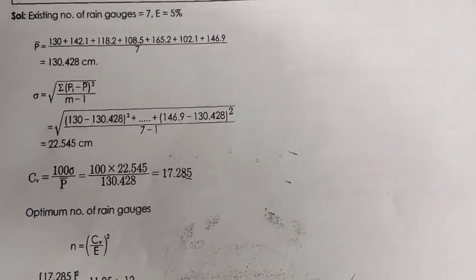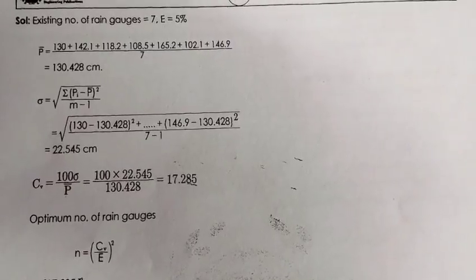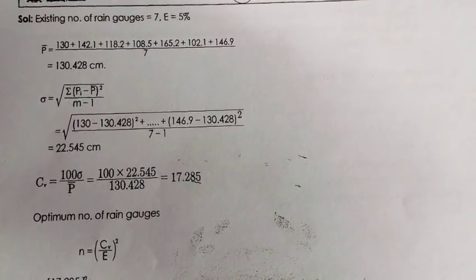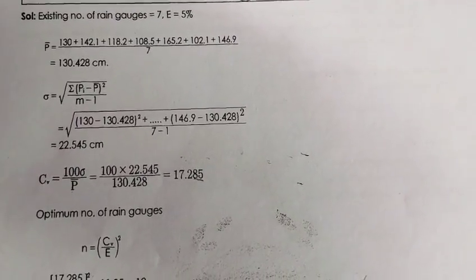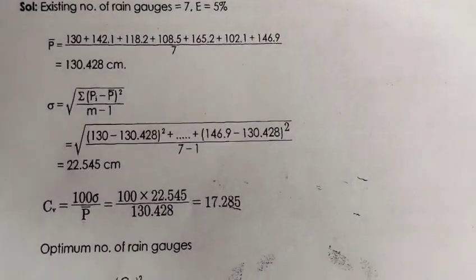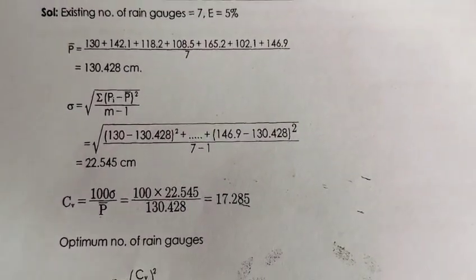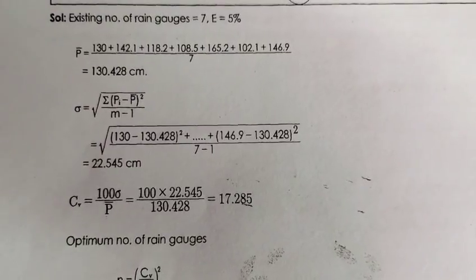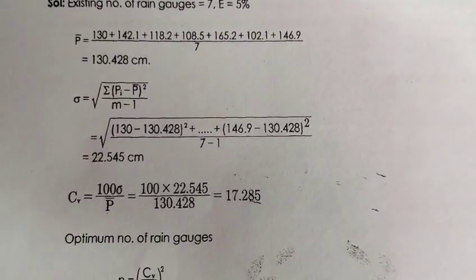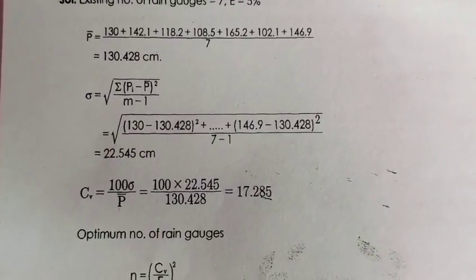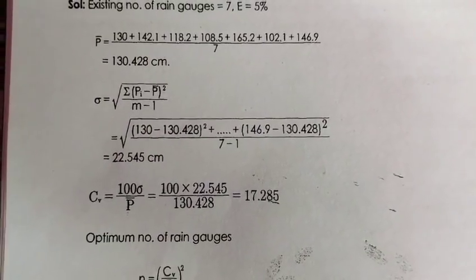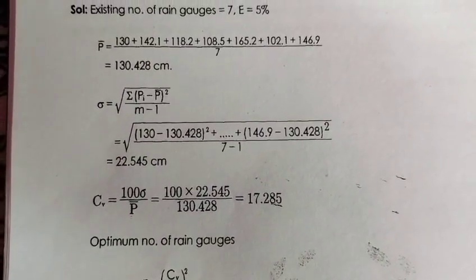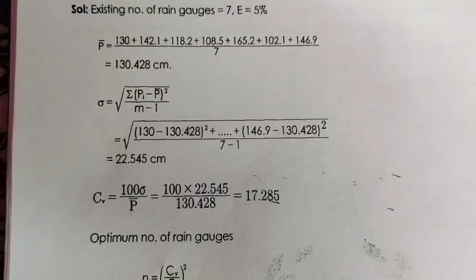Now the first step, we calculate the mean rainfall from the given rainfall data of the 7 stations. The sum of all the rainfalls given, that sum in the numerator, divided by the number of rain gauges, that is 7. So by that we get the mean rainfall is equal to 130.428 centimeters. Now here is the calculation of P bar.